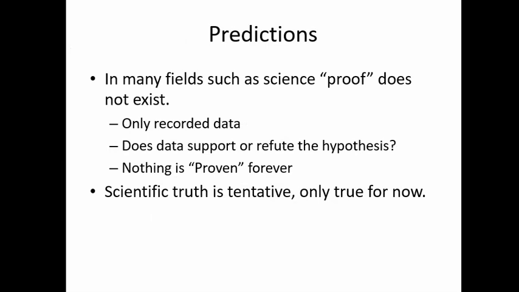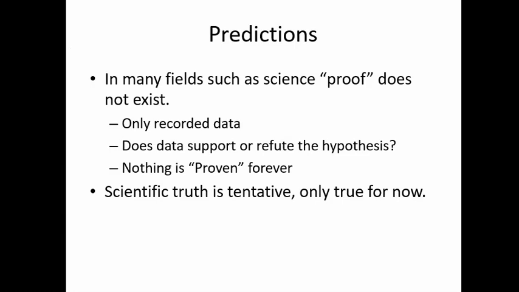In many fields such as science, proof does not really exist. The only thing we have are observations, facts, and recorded data. I'm using proof in a very specific scientific way here. We ask ourselves, does the data of the experiment support or refute the hypothesis? If it refutes it, we need to change the hypothesis. Hypotheses often change after experiments suggest the truth is something different.